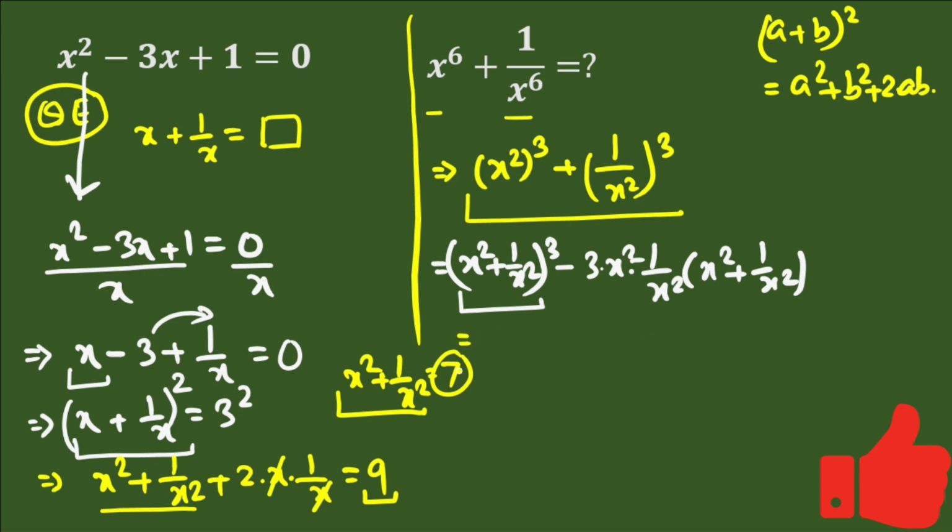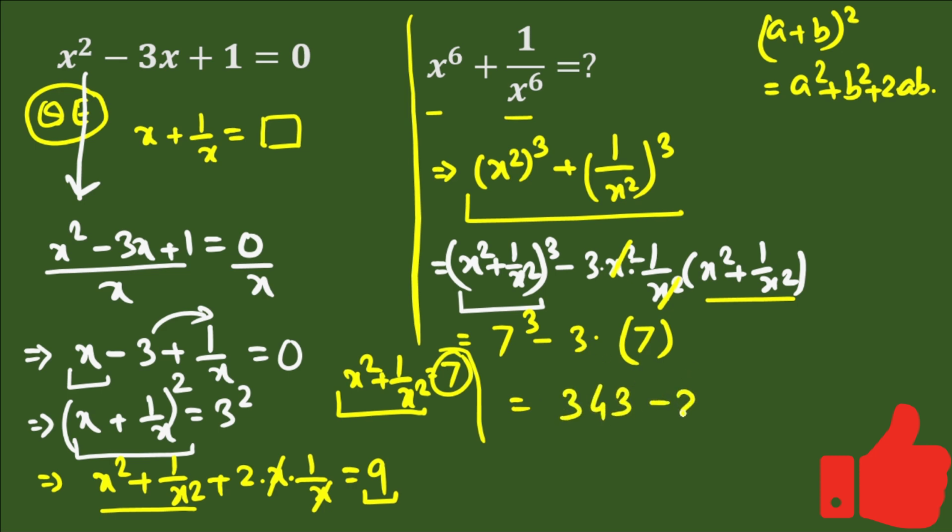Now in the final stage we put the value: 7 cubed minus 3, where x square and 1 over x square cancel, multiplied by the value we calculated, 7. Now 7 cube is 343, and 3 times 7 is 21. So 343 minus 21 is 322. So the value of x raised to the power 6 plus 1 over x raised to the power 6 is 322. This is the answer of this problem.